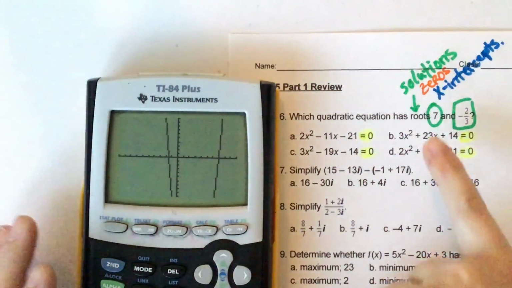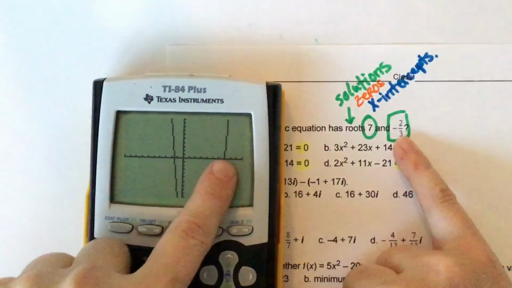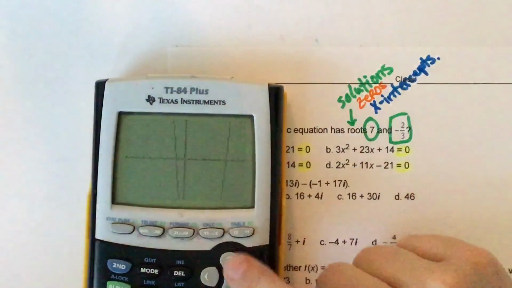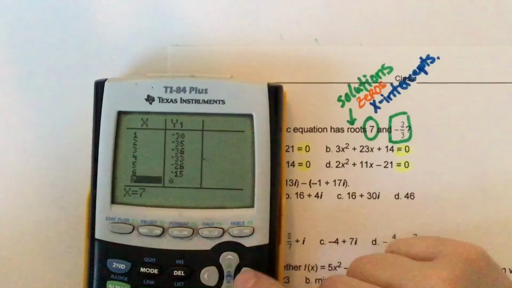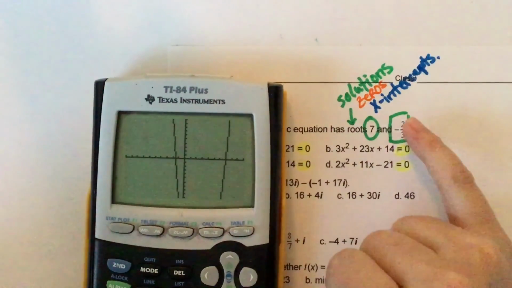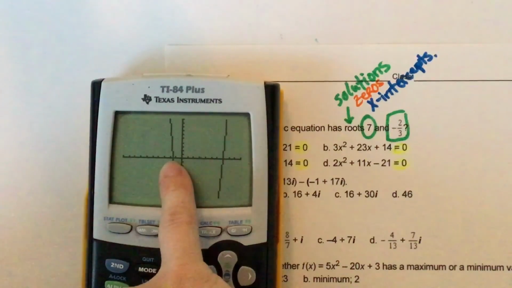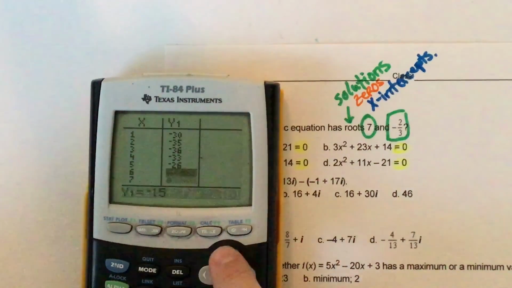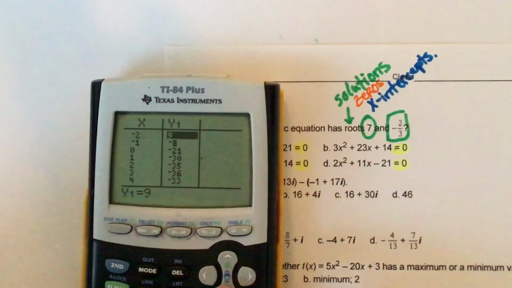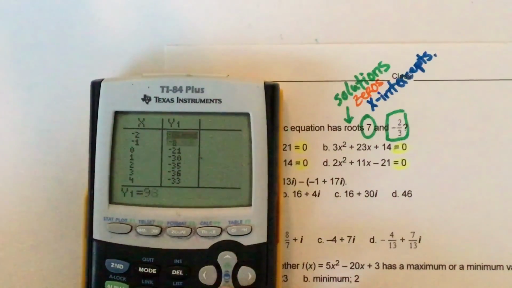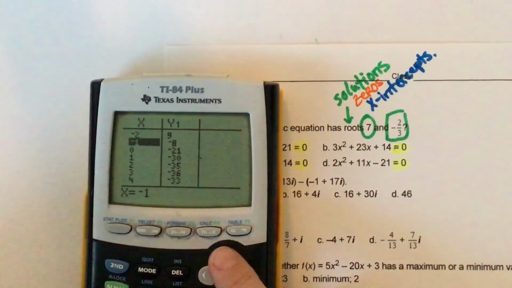Now, I need it to touch at 7 because I want the zeros to be 7 and negative 2/3. This looks like it could be a 7. Let me go to the table. If it is a 7, sure enough, you're going to see a 0 in the y column. Okay, so that one's good. Now, negative 2/3 looks like it's somewhere between negative 1 and negative 2. If I look at the table, I'm not going to see it because there are no decimals in the x's. But remember, 0 happens between where a positive number and a negative number occur. So I know the other answer is somewhere between negative 1 and negative 2.